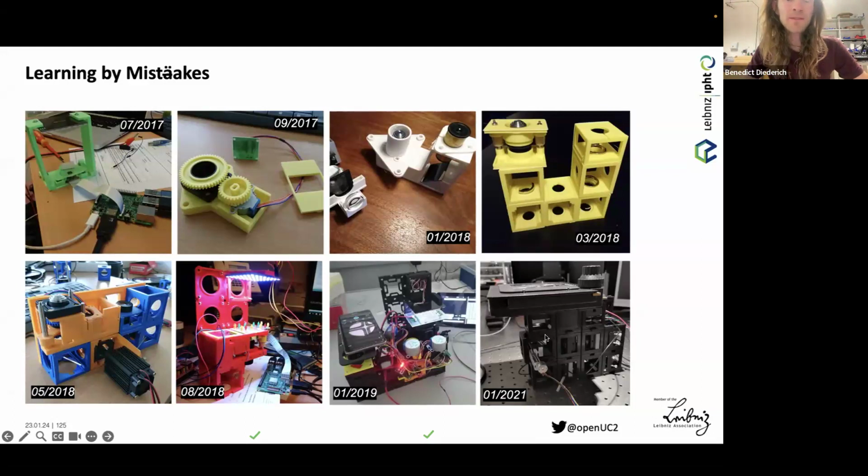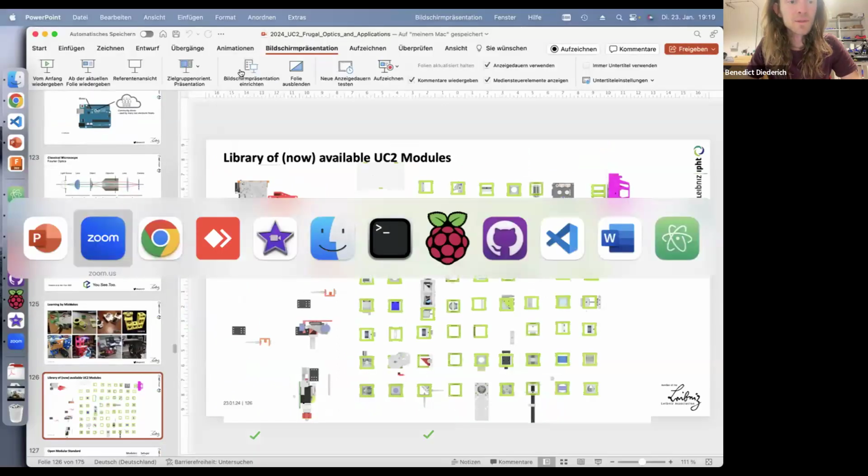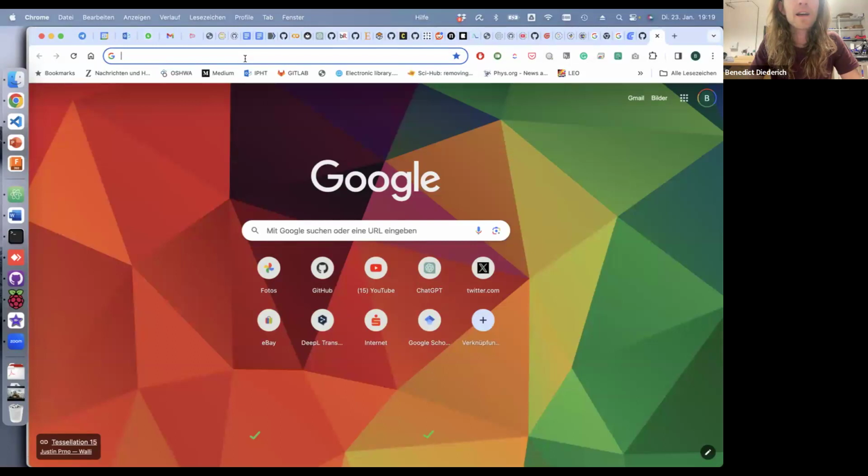Now we're even at the point where the 3D printed parts, like the cubes here, are not printed anymore but injection molded, so that you have better reproducibility and it's much faster to fabricate them. This library of different parts is online, so you can just go online and download the parts. Maybe let me quickly check how that looks.